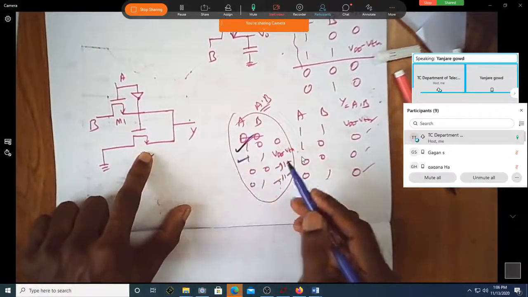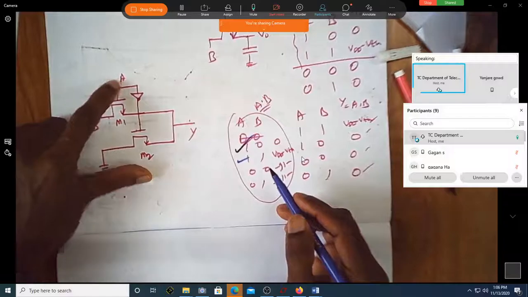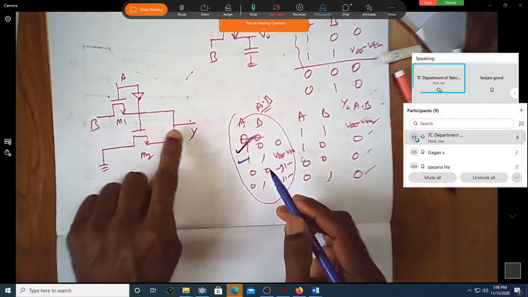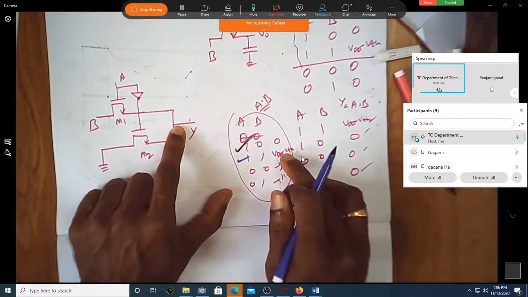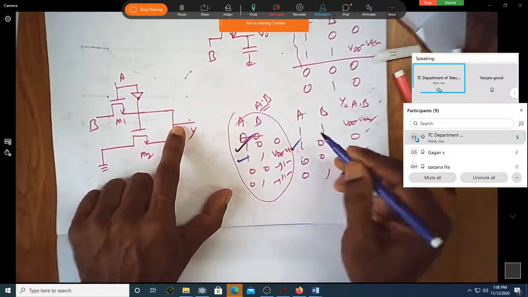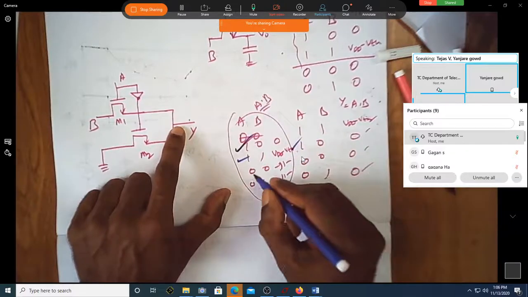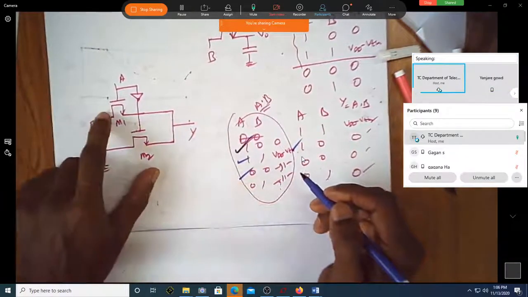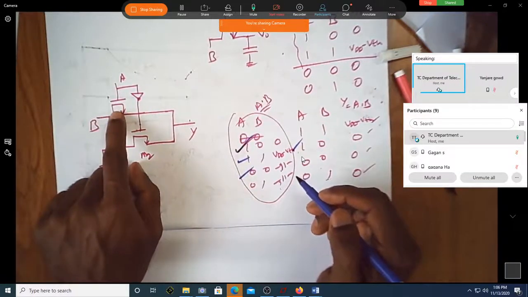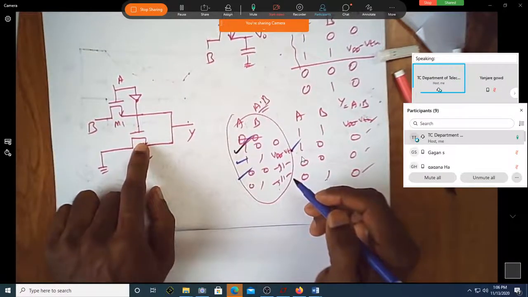This combination. This is high. This is off. This is 1. Does this load capacitor charge up to VDD minus VTH? Yes, sir. This will happen. Now you consider this combination where A is 0, B is 0. When A is 0, this is off. Does this become on? Yes, sir.